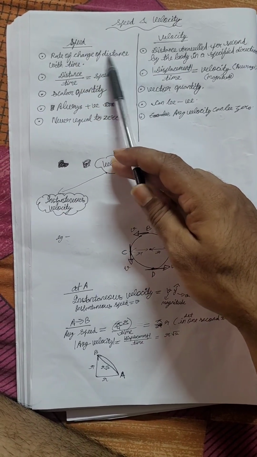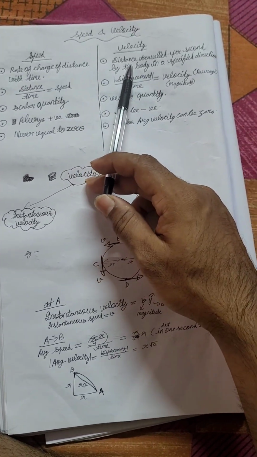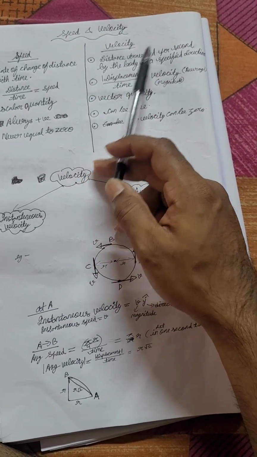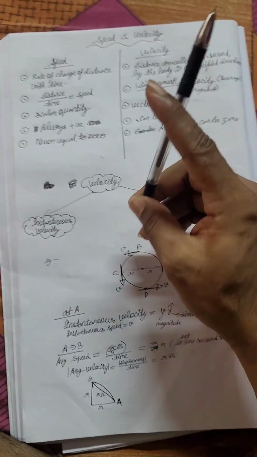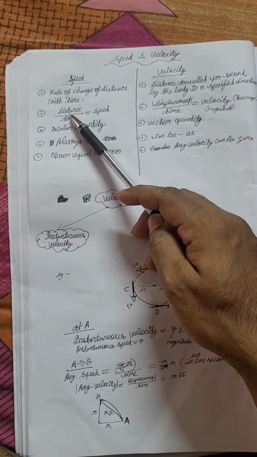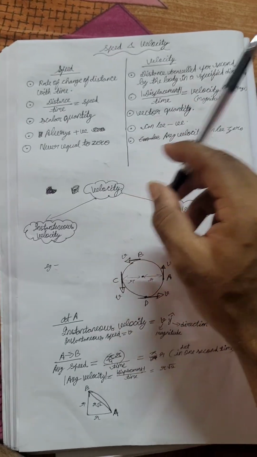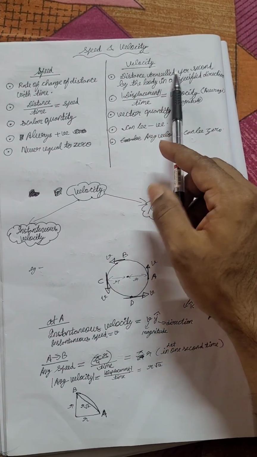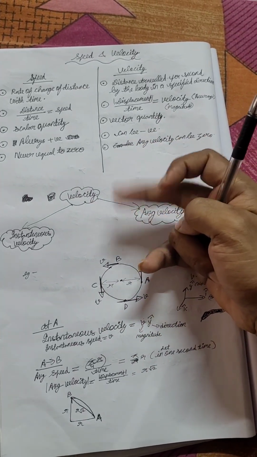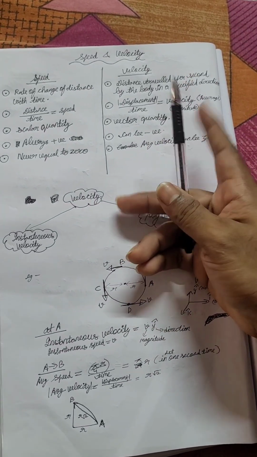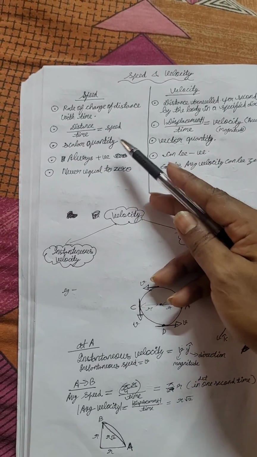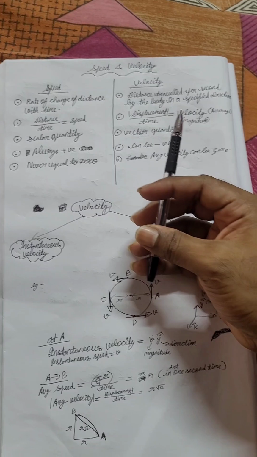Speed is the rate of change of distance with time. Speed is the distance traveled per second by the body in a specific direction. So basically speed is distance by time. The time here we are taking is 1 second, so that's why the definition is like that. But for velocity there are two kinds: instantaneous and average velocity. And for speed it is also valid: instantaneous and average speed.